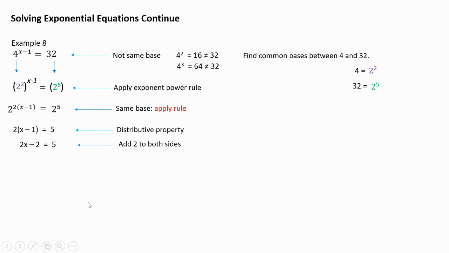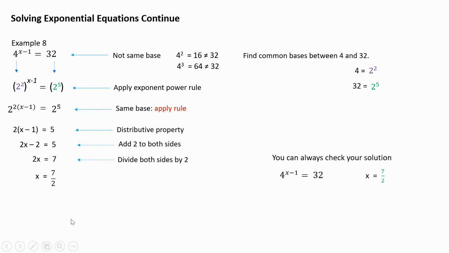So now all we do is just solve the basic equation. We add 2 to both sides, so it's 7. Then we divide by 2. So it's going to be 7 over 2. Again, we can check our work. I'm going to plug in 7 over 2 for the x. So 7 halves minus 1 is going to be what? 5 over 2.